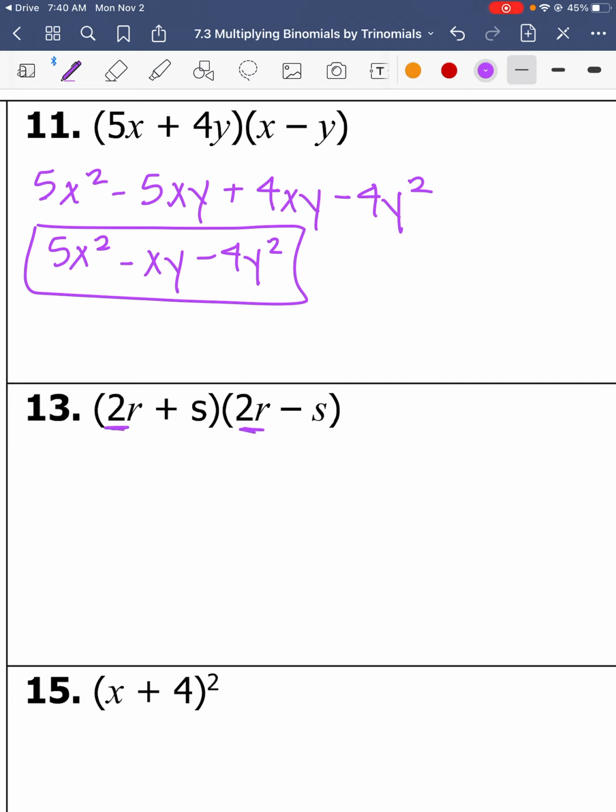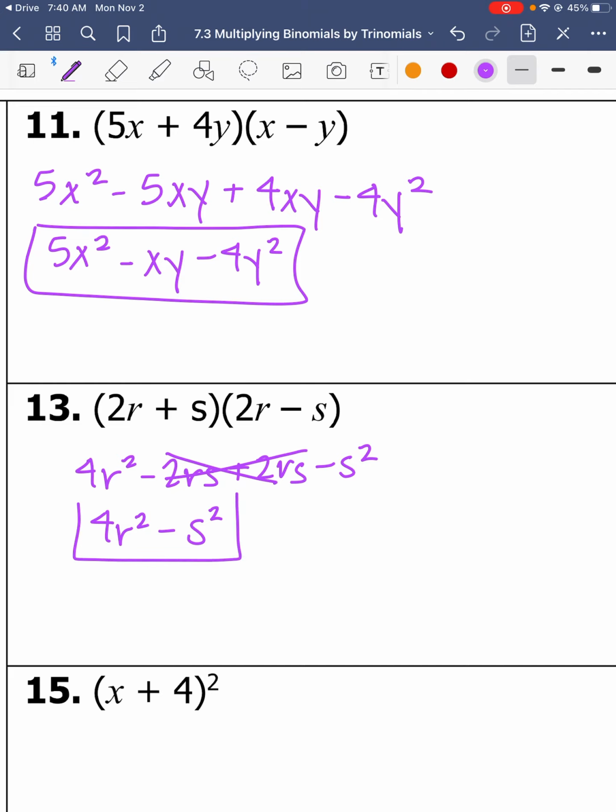Oh, look, we have the same first two numbers, the same last two numbers, and opposite signs. So maybe you can guess what this is going to be. I'm going to guess that our middle terms are going to cancel out, just like we just looked at. So first two, we have 4r squared, outer two minus 2rs, inner two plus 2rs, and last two minus s squared. Combining like terms, 4r squared, negative 2rs plus 2rs equals 0, so those are going to cancel out, and we get minus s squared. That is in standard form because r comes before s.